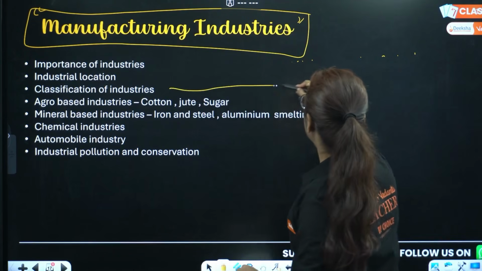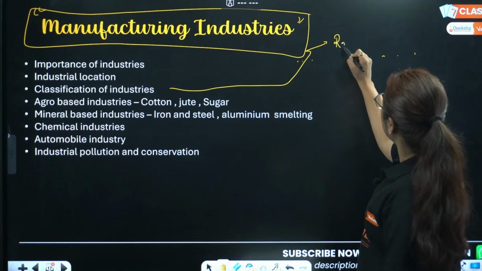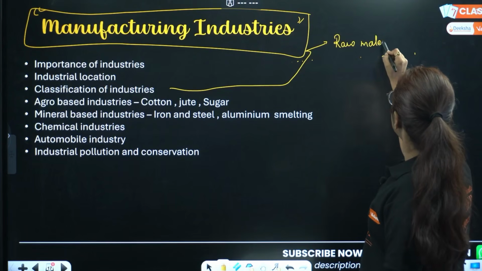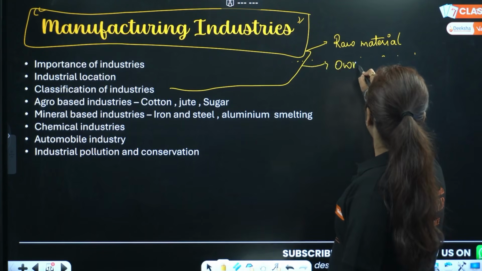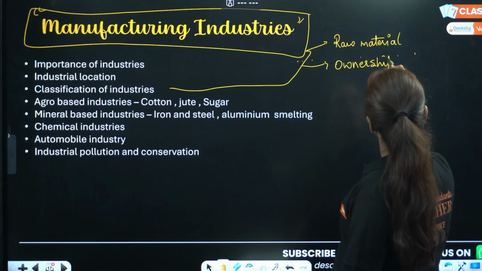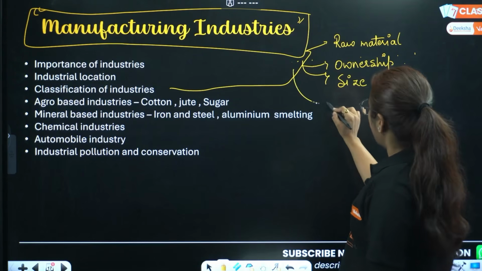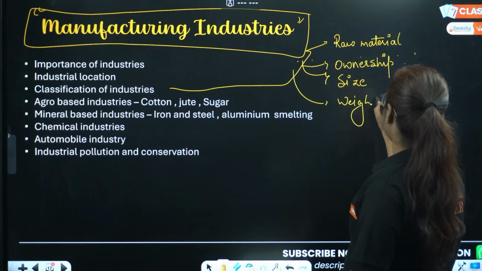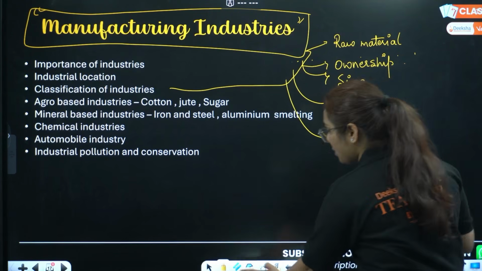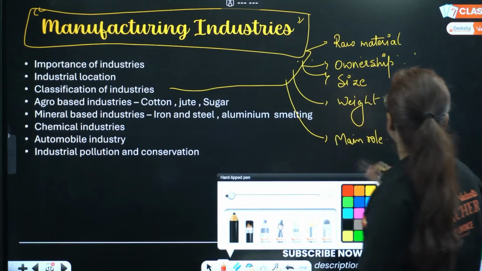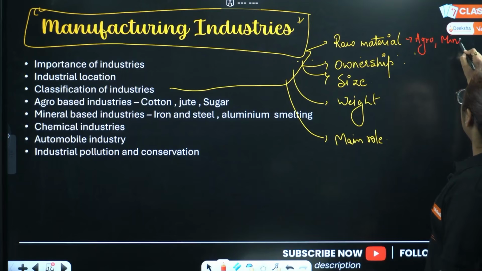Okay, so we will classify industries now. First of all, let's classify industry on the basis of raw material. What are the materials we are using? So on the basis of raw material, let us first write the classification: ownership, then we will classify on the basis of size, on the basis of weight, and last but not least, on the basis of main role. A 5-mark question can come from this topic. On the basis of raw material, we have agro-based industries and mineral-based industries.